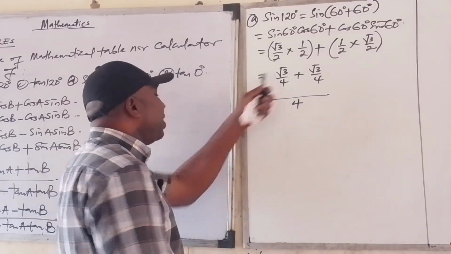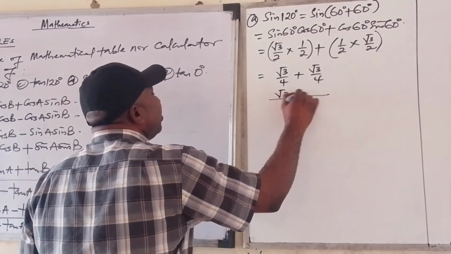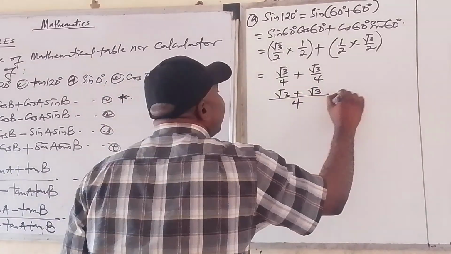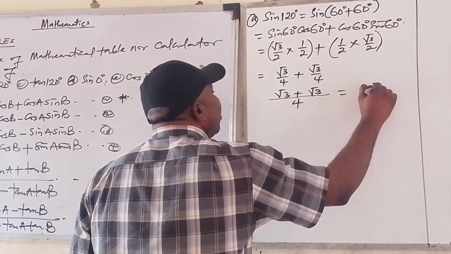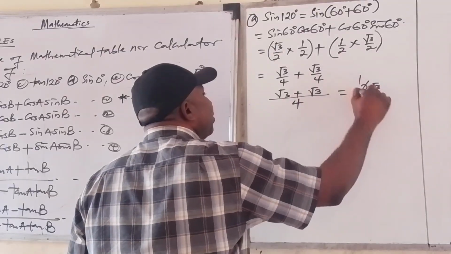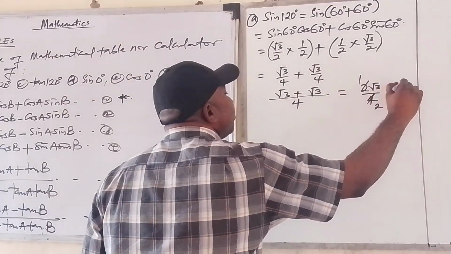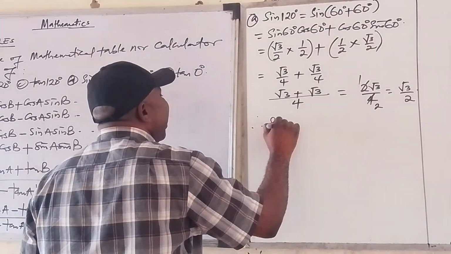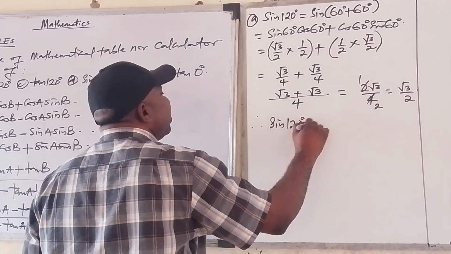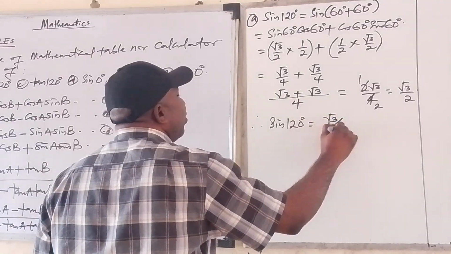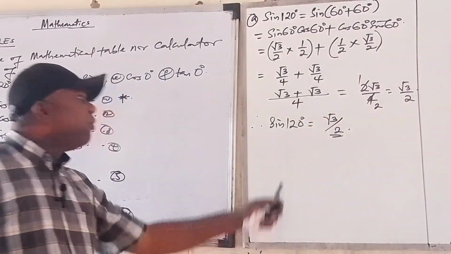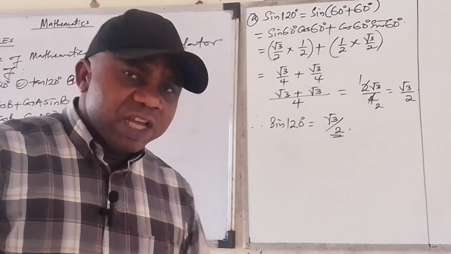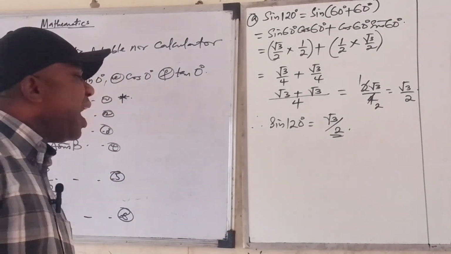4 into 4 is 1. 1 times root 3 is root 3, plus this is 1, 1 times root 3 is root 3. So that will give us 2 root 3 divided by 4. So 2 here is 1, 2 here is 2. So that will give us root 3 all over 2. It therefore means that sine 120 degrees is root 3 all over 2. Now the same value is sine 60. Yes. Now you can see that here we are applying the special angles.